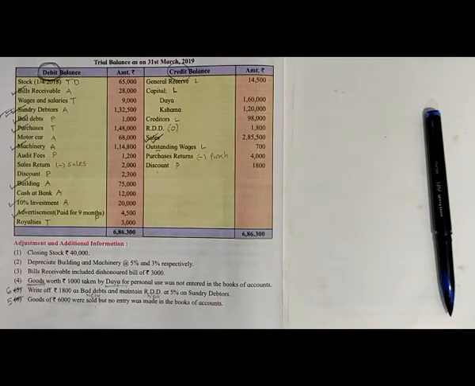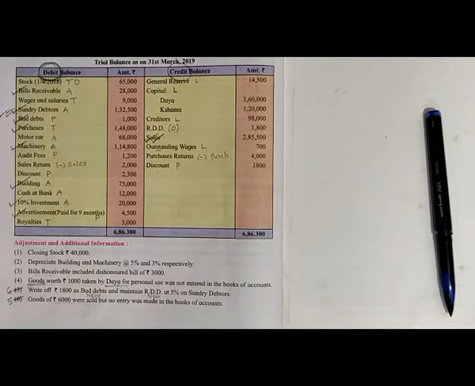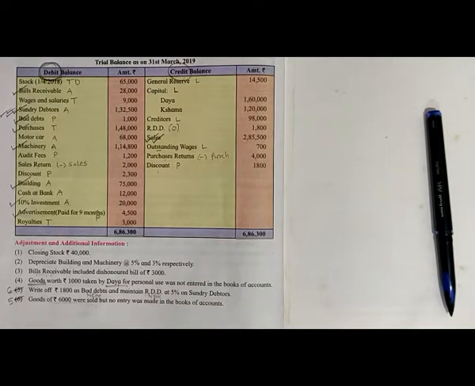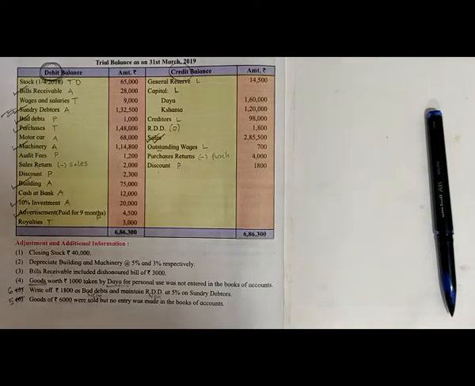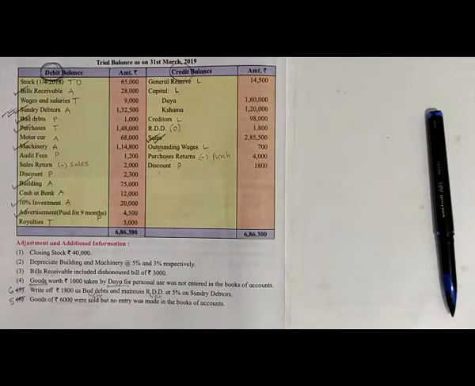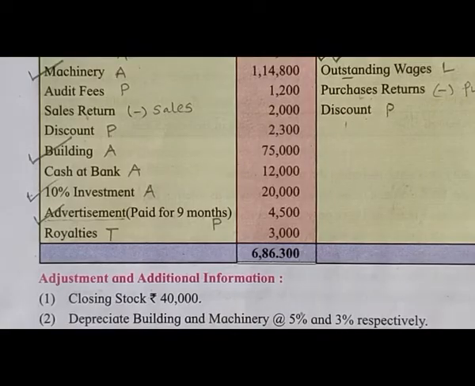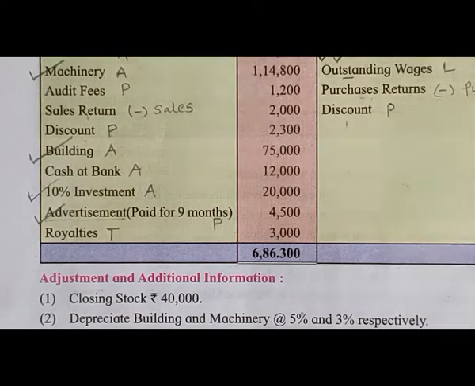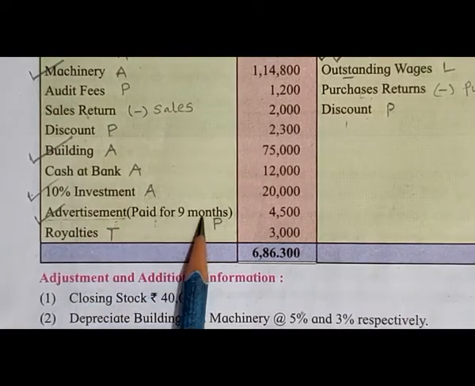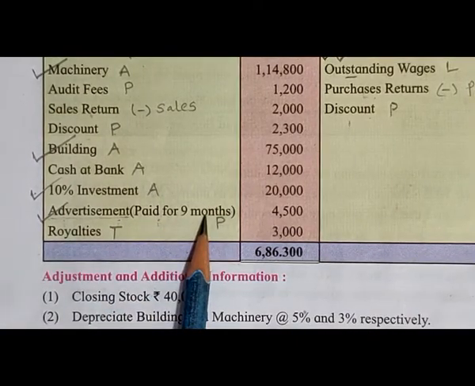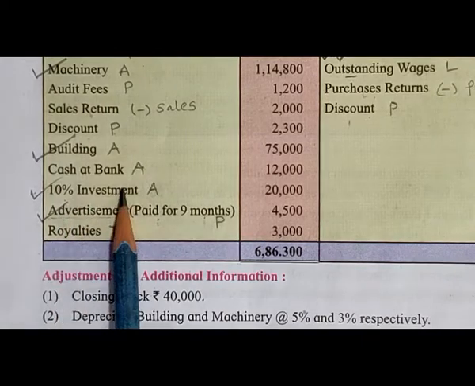After reading the question carefully, the next step is to transfer all trial balance items to the trading account, profit and loss account, or the balance sheet. Before proceeding to posting, let us discuss the hidden adjustments in this question. You can see two hidden adjustments are there. One, advertisement paid for 9 months, and another one, 10% investment.